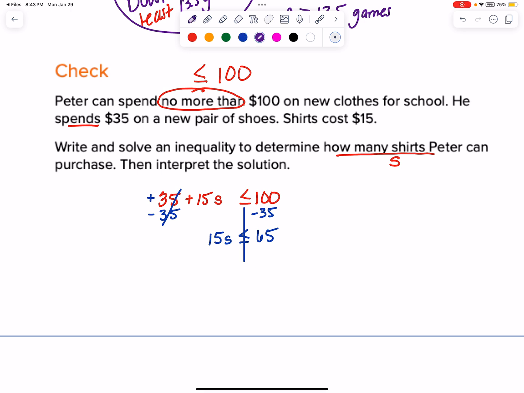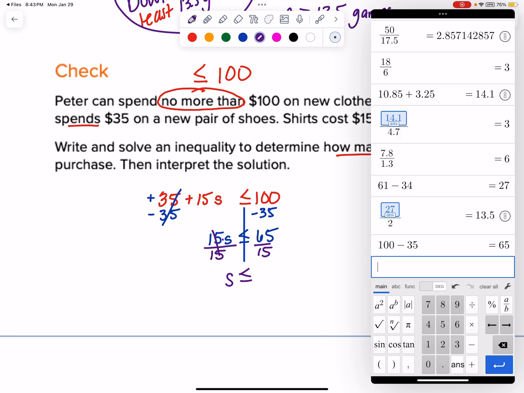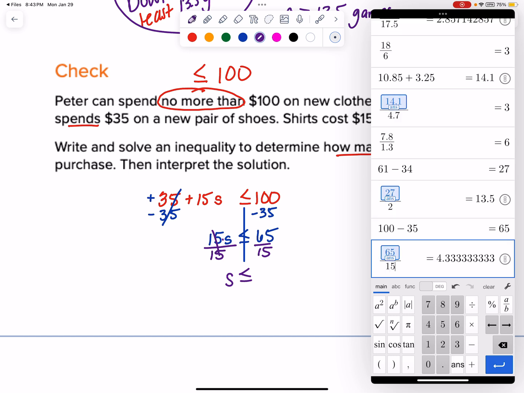Now we can isolate the variable, right? We have s times 15, so let's divide by 15 on both sides. That crosses out, and we can see how many shirts we can purchase. 65 divided by 15. I can do answer divided by 15. All right, so let's see how many shirts. It says 4.33. So 13 thirds, or 4 and 1/3. Okay, so let's go ahead and see how this works here.